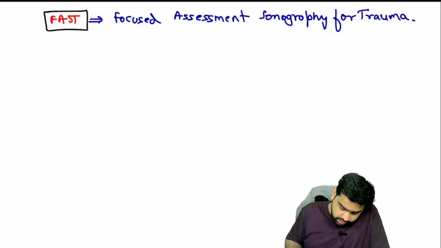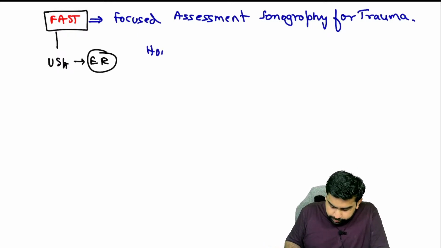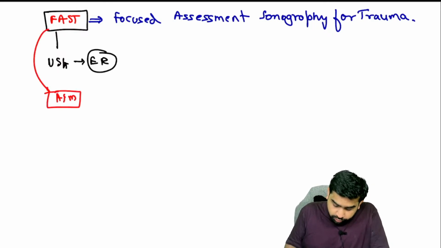Now what is this? This is essentially an ultrasound which you are going to perform in the emergency room. That's it. Now if I ask you how much fluid can be detected, what is the aim of this? Whenever you do anything in your life, it should have some aim. So what is the aim of performing a FAST? The aim is that you want to see whether there is any intraperitoneal fluid present or not.